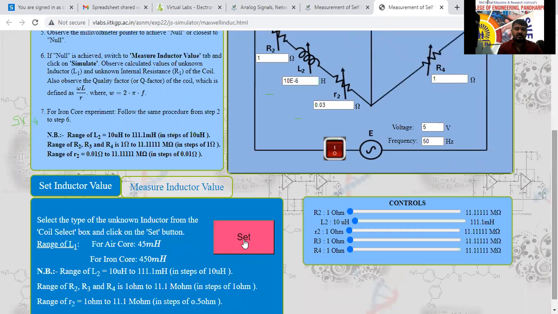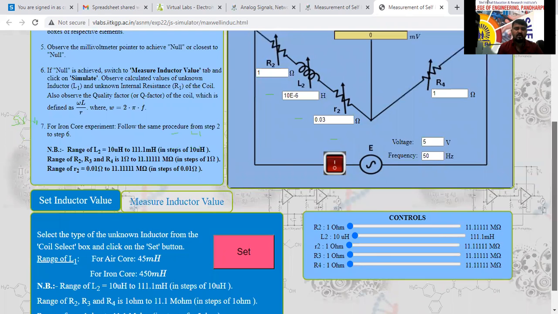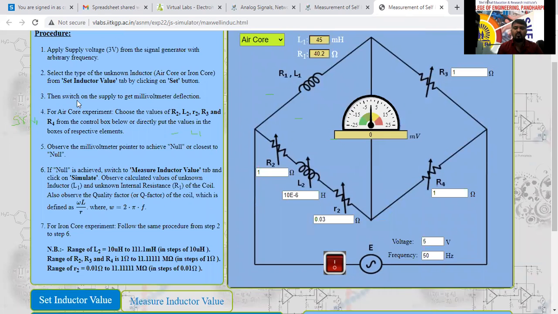Where is the set button? Here it is. I will click on this set button. The value is set now. Next, what we have to do? We have to switch on the power supply to get the millivolt deflection.